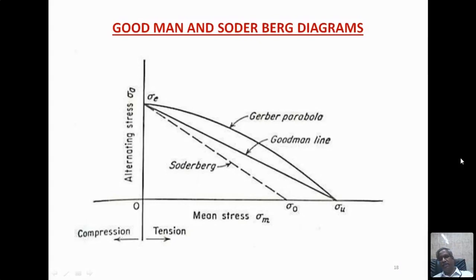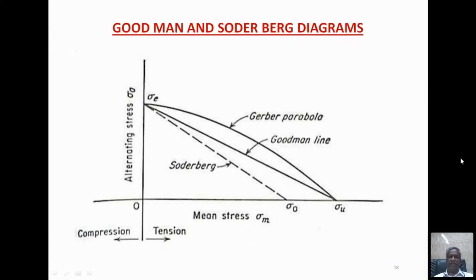Parabola means the safe region is increased. The safe region is widened when compared to Goodman. Then later on, Soderberg proposed that we need not go beyond it: it is unfair to relate the tensile strength and fatigue strength. You have to relate only the yield strength, because even in the static loading condition, you are taking yield stress as the design stress, and you have to connect only with the yield stress.